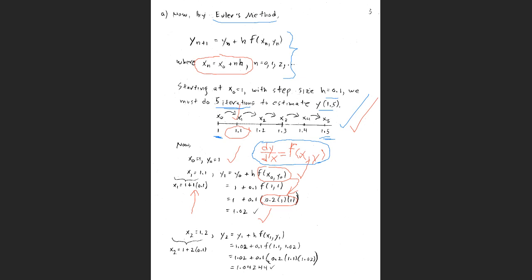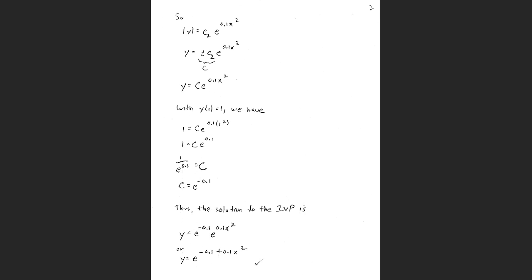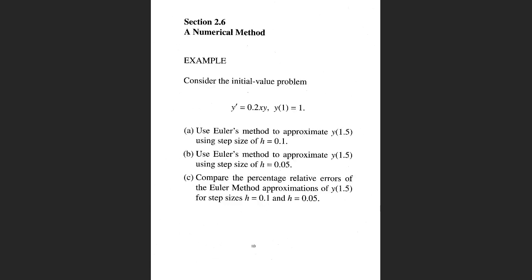Antonio says, why does this equal 0.2? Can you explain that again? Let me see, in the differential equation, I'll come right back. Hold on. So you see here, Antonio, in the differential equation, y prime equals 0.2 times x times y. Okay, all right, very good.